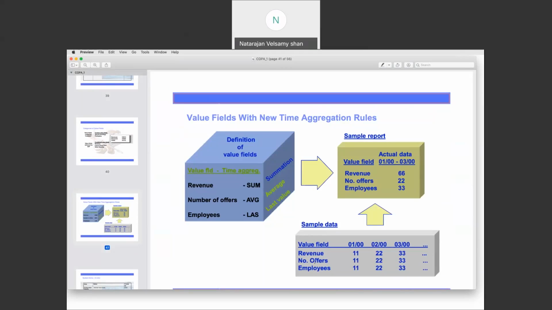So this is the sample data. After aggregation, it looks like this. Revenue is going to have 66. For the number of offers, where we have the average as the rule, the values are 22, 22 and 33, so the average of all these three is 22.